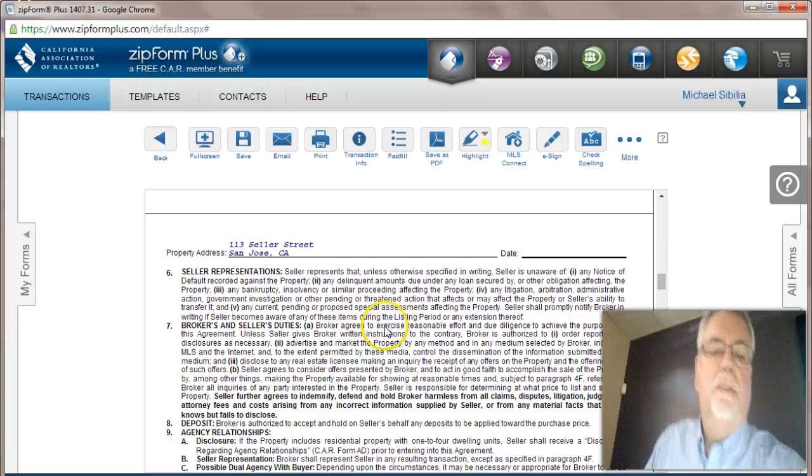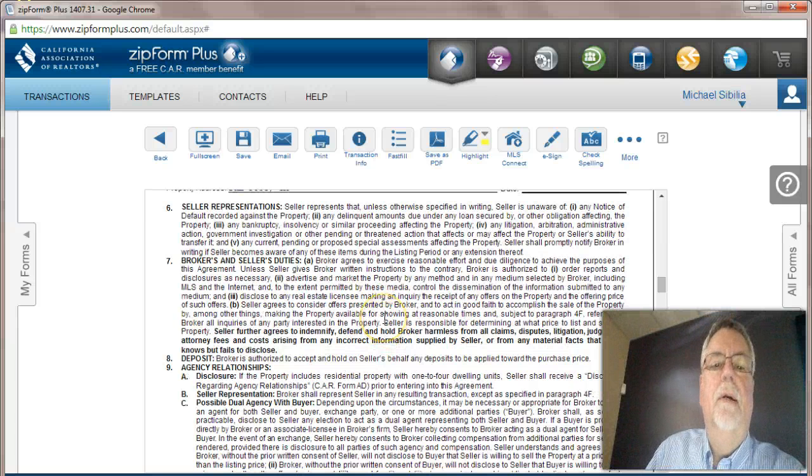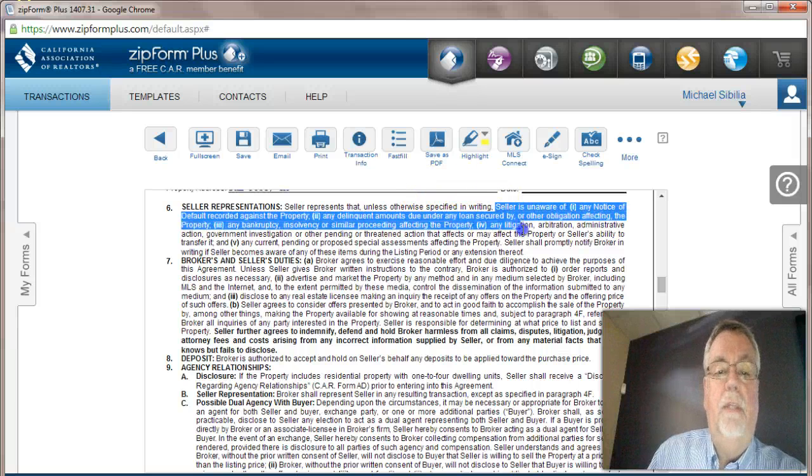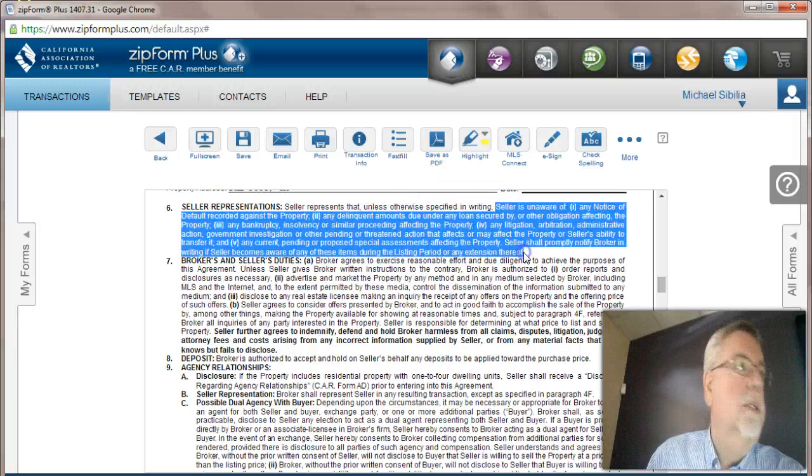Paragraph 6 on the next page. Zipping along. Seller representations. Basically, you ought to read this. And by the way, one of the things we're going to practice, if not next week, but eventually, is we're going to practice explaining this form to each other.